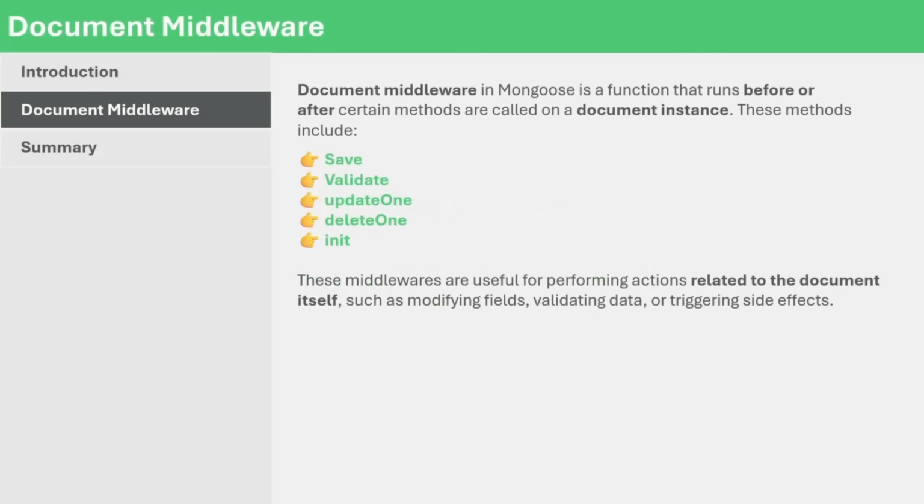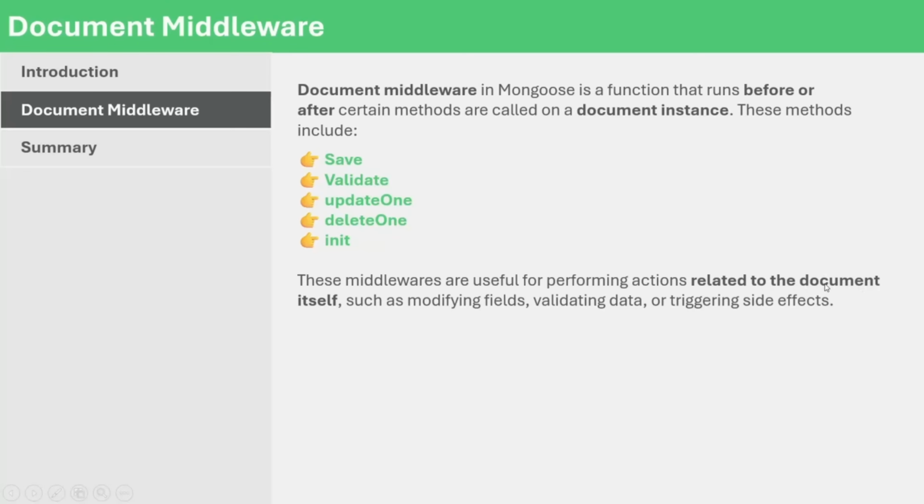So basically, a document middleware in Mongoose is a function that runs before or after certain methods are called on a document instance. And these methods include save, validate, updateOne, deleteOne, init, etc. So a document middleware is useful for performing actions related to the document itself. For example, if we want to modify a field before saving it, we can use document middleware. If we want to validate data or trigger side effects, we can use document middleware.